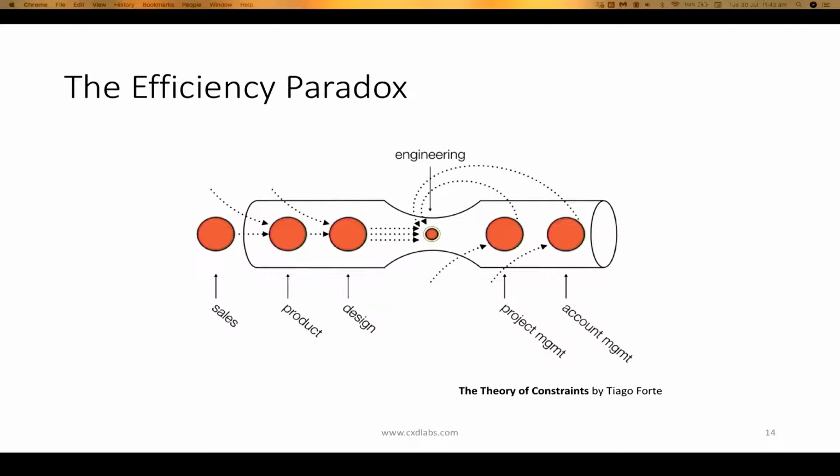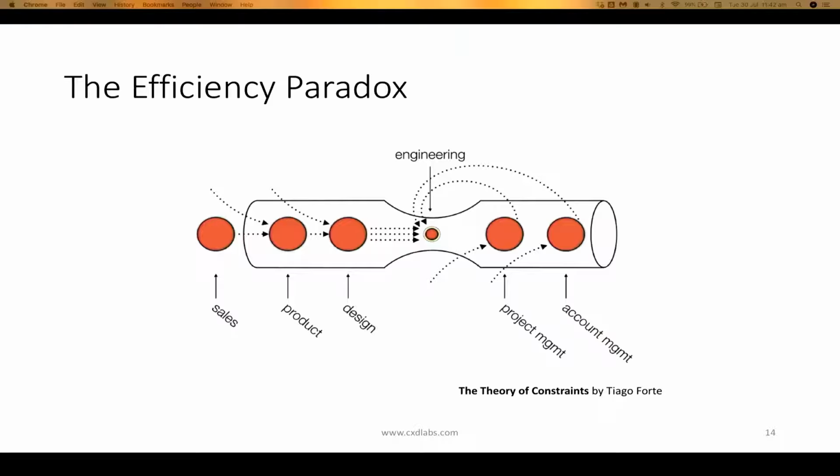So the efficiency paradox is simply the greater the focus on utilizing resources within those teams, the less efficient the entire system becomes as a whole. So let me walk you through what's happening here.